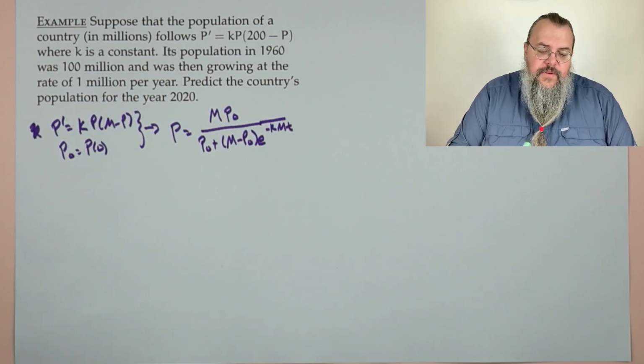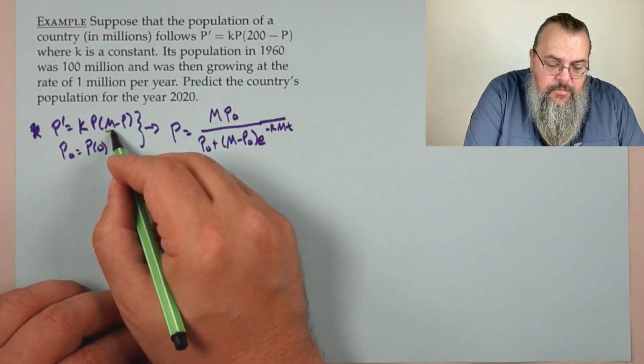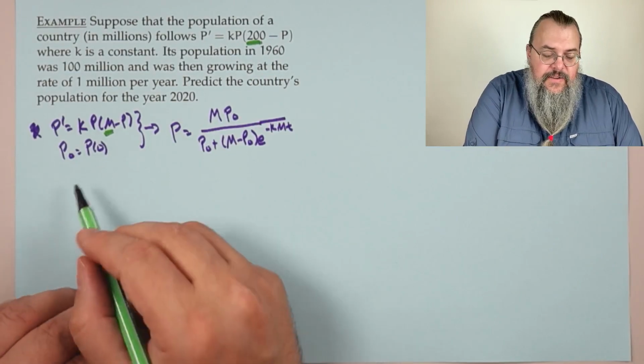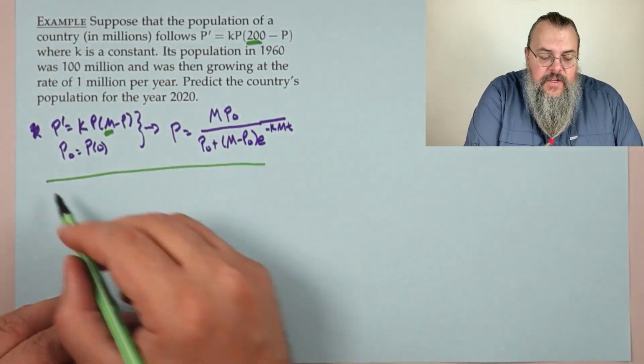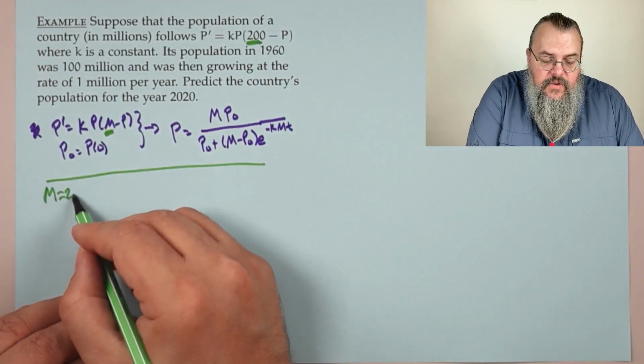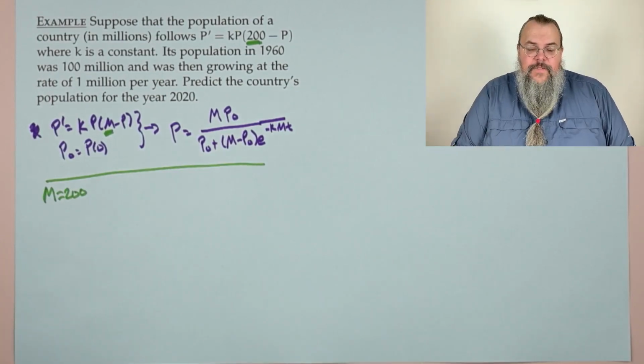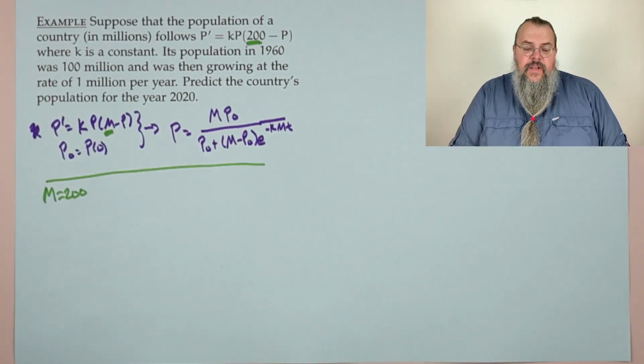We notice a few things. See how there's an M here, and there's a 200 in the right spot? So we know from the start, M is 200. Good. Progress. All right, so that's something useful.